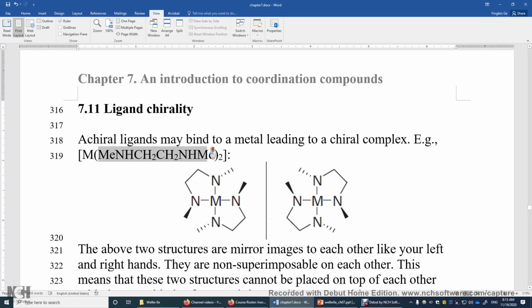Now let's look at this ligand. This ligand is simply substituted ethylene diamine, right? This is ethylene diamine or 1,2-diaminoethane, and then it's just N,N'-dimethyl substituted ethylene diamine.